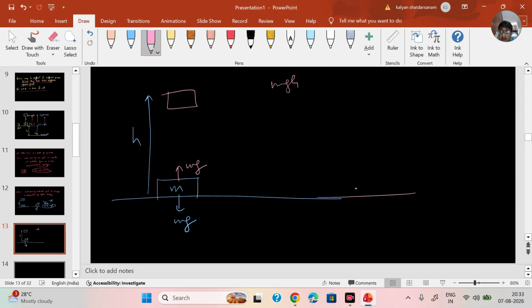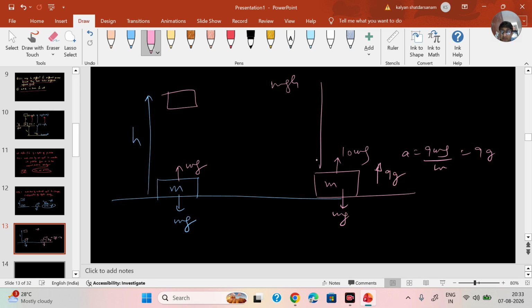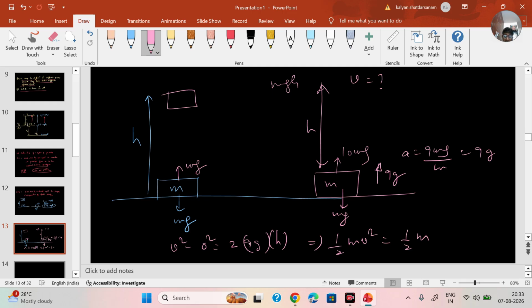But suppose instead of applying mg, I applied 10 mg, then the block won't go slowly, right? What is the acceleration? Net force by mass. So 9g is the acceleration upward in that case. By the time it reaches height h, it would have gained some velocity. How to get that? v square minus u square is 2as. 2a is 9g, s is h. So what is the kinetic energy it gained? Half m v square. That is half m into, we already calculated v square, na? So it is 18 gh. So total it will be 9 mgh. So you see, kinetic energy is 9 mgh.